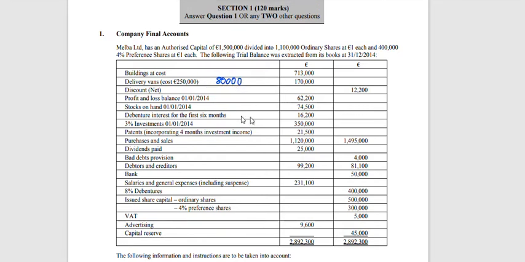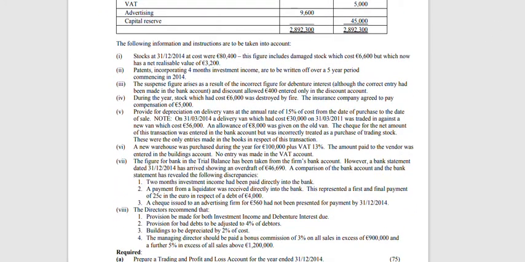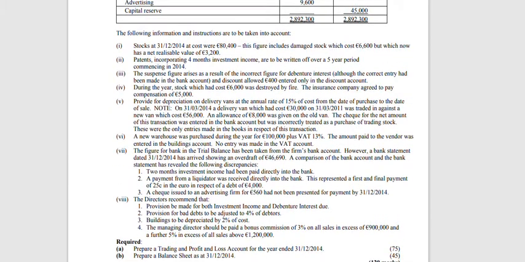We have discount, we have profit and loss, we have stock, debenture interest for the first 6 months. That's interesting, so just bear that in mind. Investments, patents incorporating 4 months investment income. Again, interesting. And the rest seems fairly straightforward. Moving down, we have 8 notes, so that will probably equate to around 8 or 9 workings.